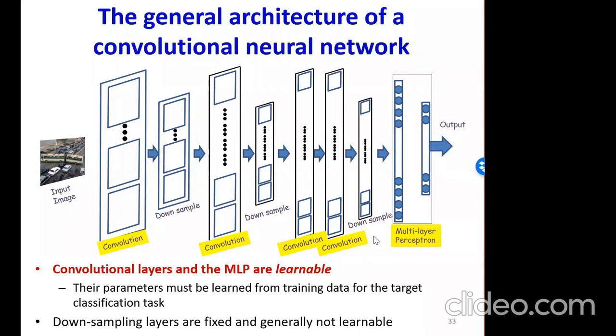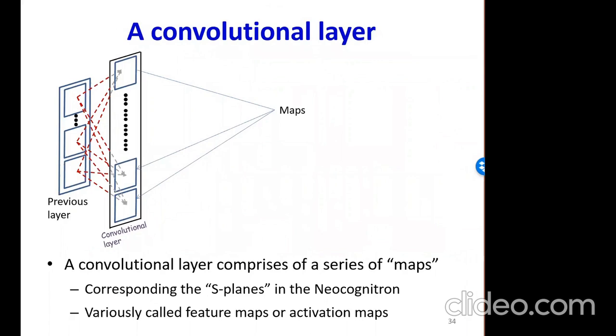So the convolution layers and the MLP are all learnable. Their parameters must be learned from training data for the target classification task. And these downsampling layers, they are fixed and they are generally not learnable. Now, a convolution layer consists of a series of maps, which, as I mentioned, correspond to S planes in the neocognitron. We'll generally call these feature maps or activation maps.